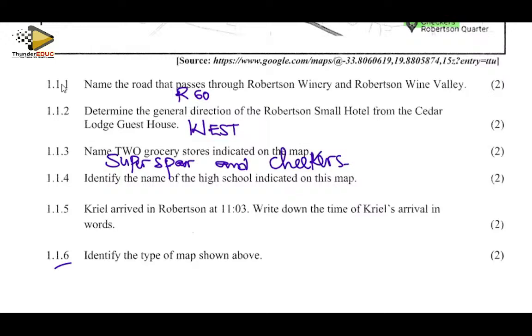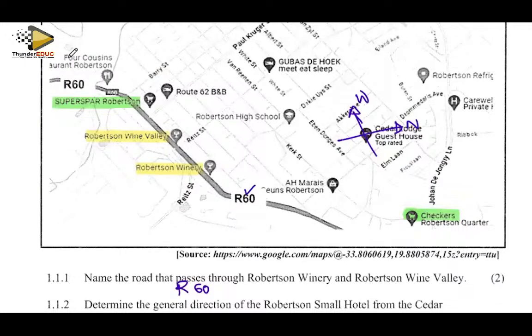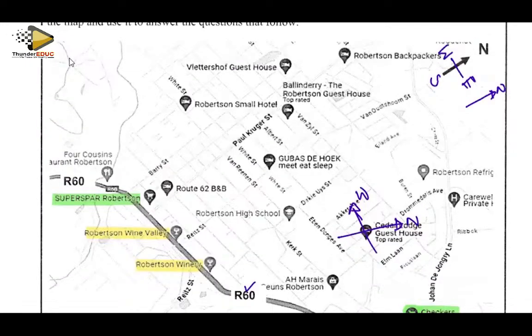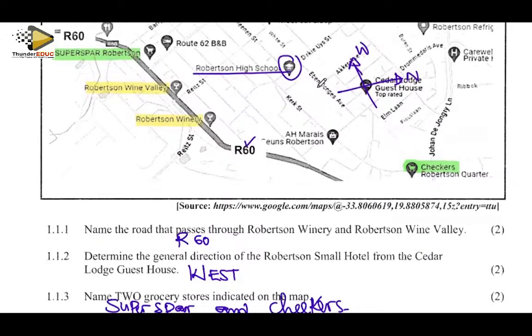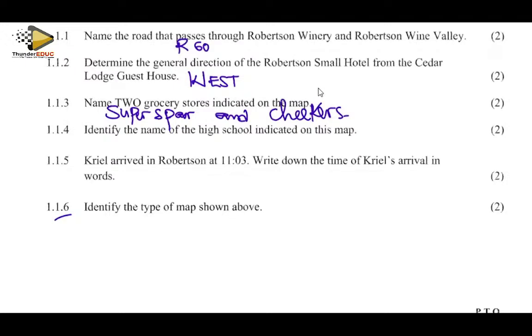1.1.4. Identify the name of the high school indicated on the map. The high school that was indicated, the icon is right here. And the high school is Robertson High School. So we shall come here and say Robertson High School.